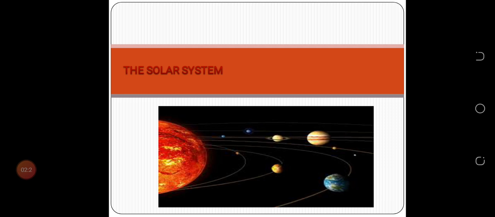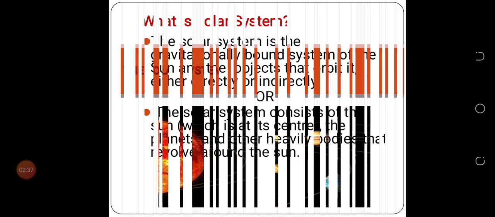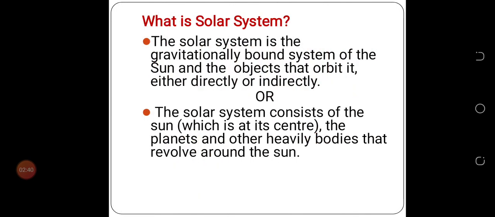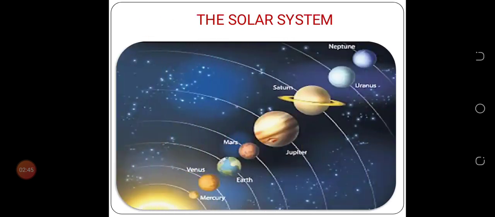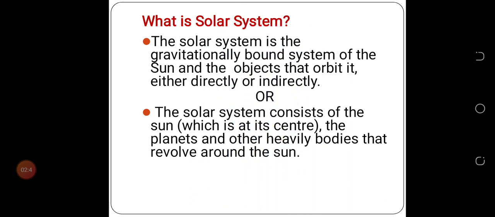Today we are still on systems, but we'll be talking about the solar system. So someone will ask, what's a solar system? A solar system is the gravitationally bound system of the sun and the objects that orbit it, either directly or indirectly.